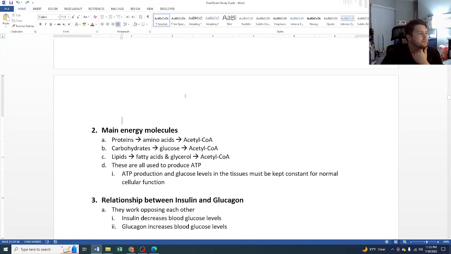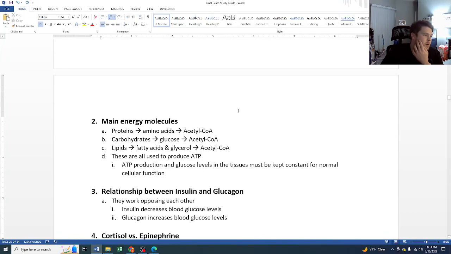Very repetitive. Okay. Our main energy molecules, we have proteins, carbohydrates, and lipids. All of these will be broken down to produce acetyl-CoA. And now at this point, we should know that acetyl-CoA goes where? Acetyl-CoA goes into the Krebs cycle to produce our NADH and our FADH2 in order to go to the electron transport chain to produce ATP.